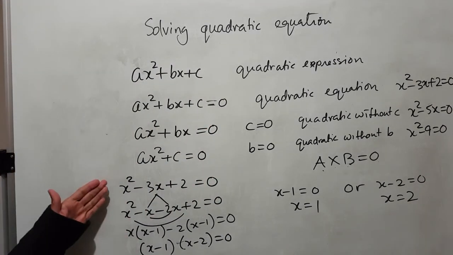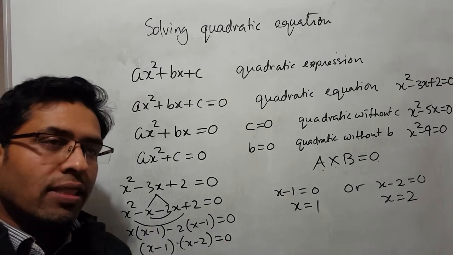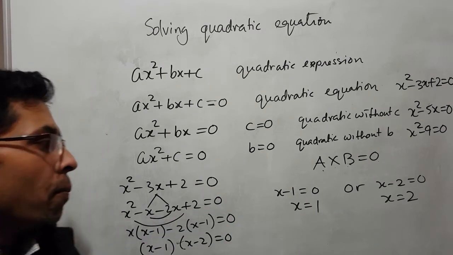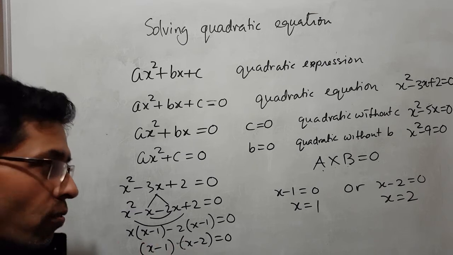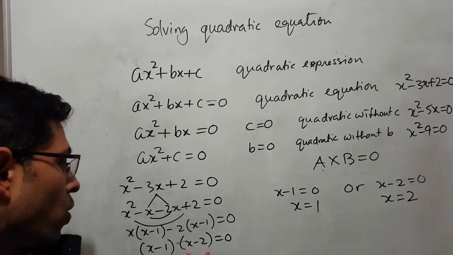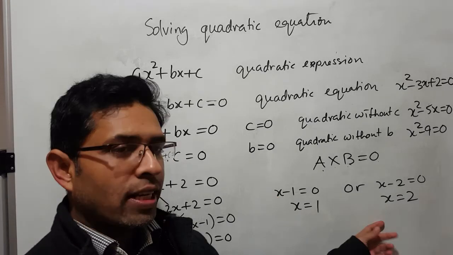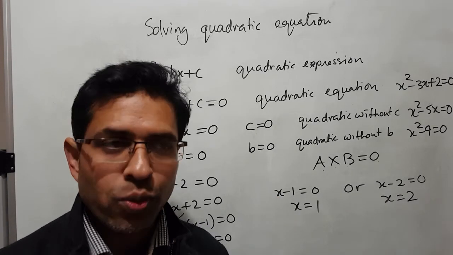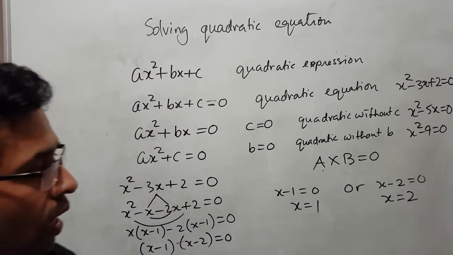So actually we are doing the same way we did the factorizing. First we need to do the factorizing, and then it's asking for solving. So we need to find the two factors, either this one is 0 or this one is 0, and then find out the value of x. That's called quadratic solution. So we have to find out the value of x.